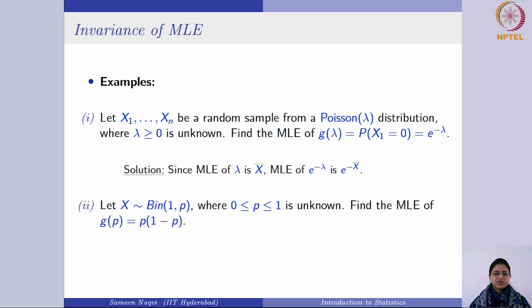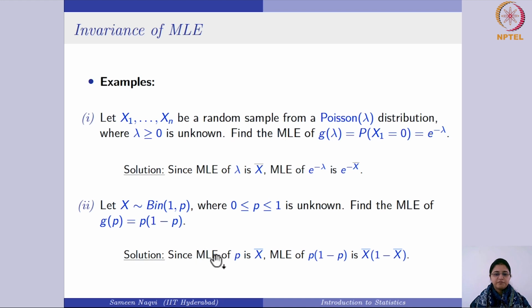In the same way, you can consider the Bernoulli distribution. For Bernoulli, we have already found the MLE, because this is binomial with n equal to 1. So you have to find the MLE for pq, basically p into 1 minus p, that is the variance, because in the Bernoulli case, the mean is p and the variance is pq. So here you have to find the MLE for the variance.